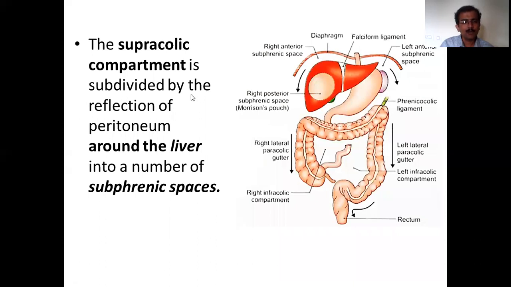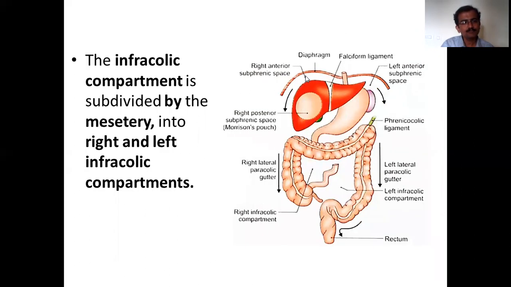So this supracolic compartment is subdivided by the reflection of the peritoneum around the liver into a number of spaces called subphrenic spaces. As the name suggests, sub means below. Below the phrenic means diaphragm. So here you can see this is the diaphragm. So just below the diaphragm, this is the subphrenic space. And this infracolic compartment is divided by the mesentery into two compartments, that is the right infracolic compartment and the left infracolic compartment. We'll study these compartments in detail in the further slides.